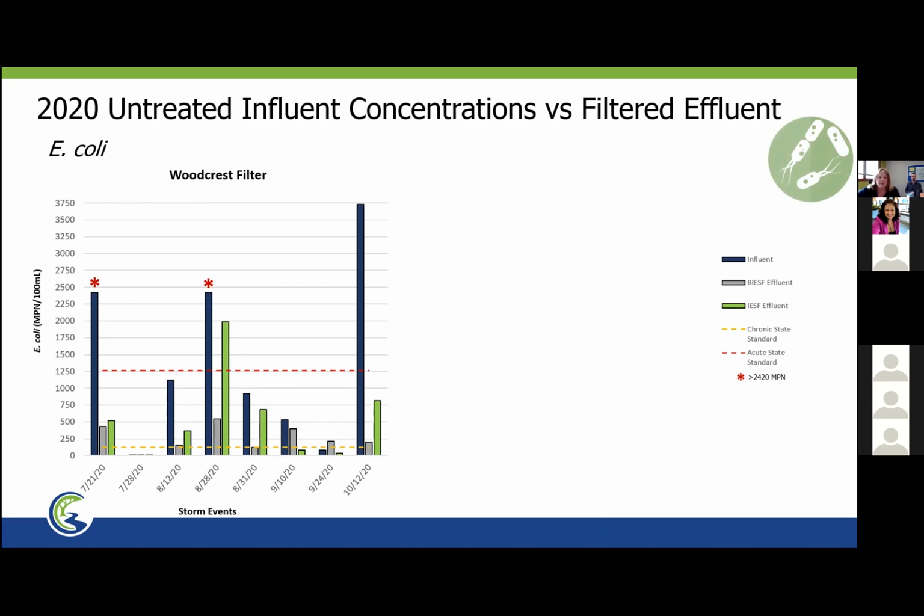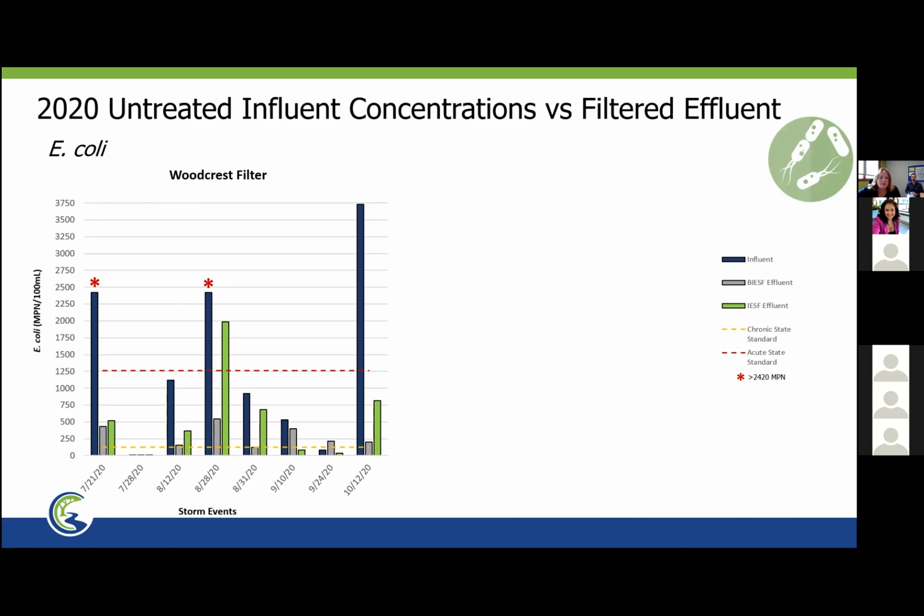So what we're looking at here is the 2020 untreated influent concentration versus the filtered effluent concentration for just E. coli at just the Woodcrest filter. And we do have the 2 filter cells. So the dark blue bars are untreated influent. And then the gray and the green are the 2 cells. The gray is biochar added. Gray, you can think charcoal. And then the green is just the iron enhanced cell without the biochar. So a few things here. This is just concentration, on a normal scale, not a log scale.